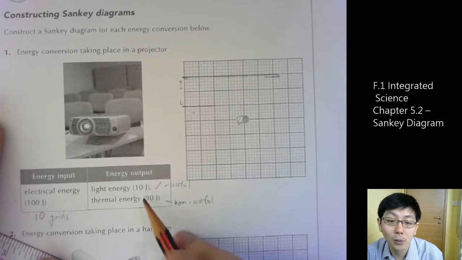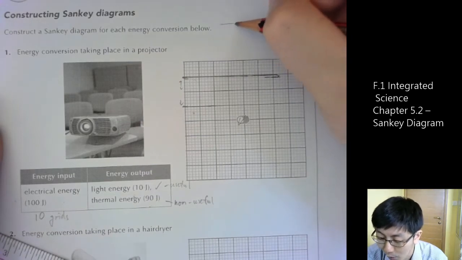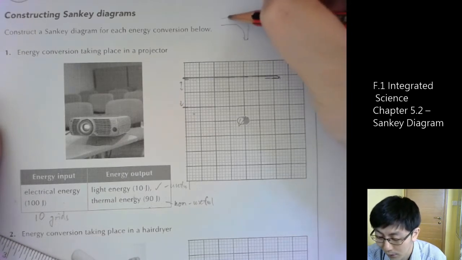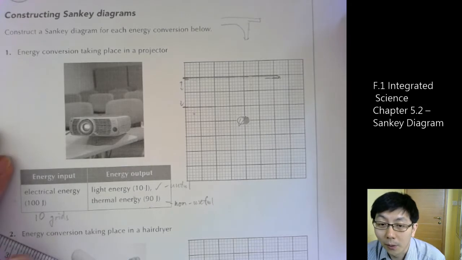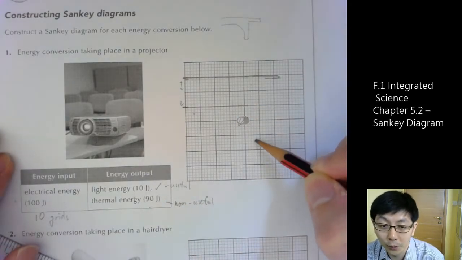Now how about the non-useful energy form? They are the thermal energy. So for a Sankey diagram, those that are not useful will look like this, and the useful one will look like this. So here will be the tricky point. How can I present the energy not being useful?